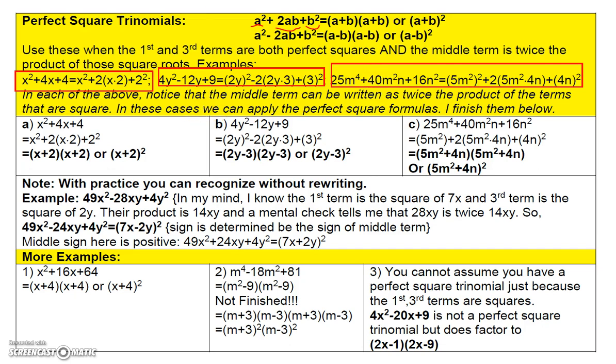So all three of these are perfect square trinomials. Since that's a perfect square trinomial, I know that the middle term works, then this must simply factor into the square root of this, which is x, plus the square root of the third term, which is 2, and then times x plus 2 again, or x plus 2 quantity squared.